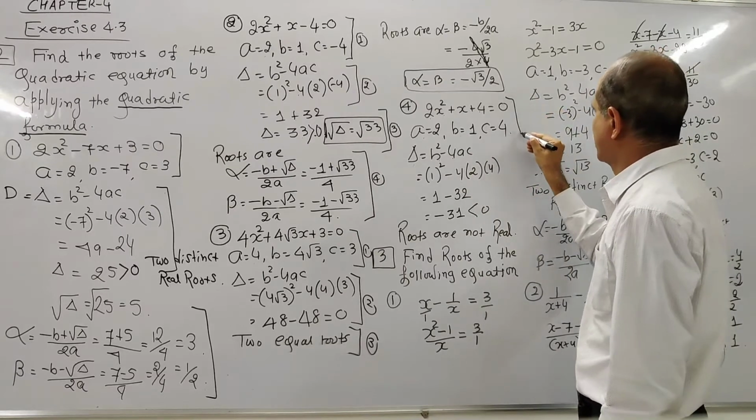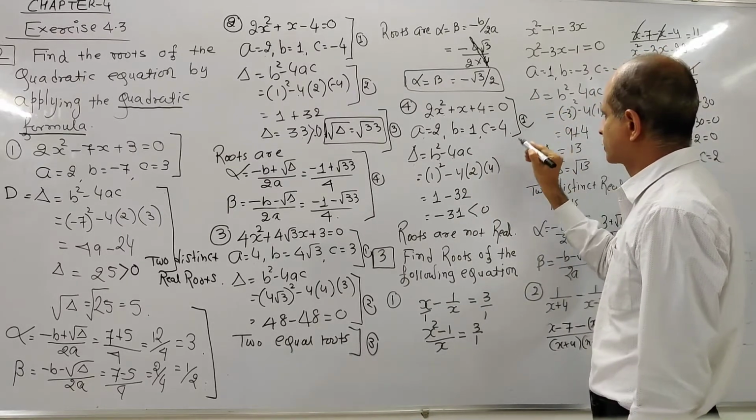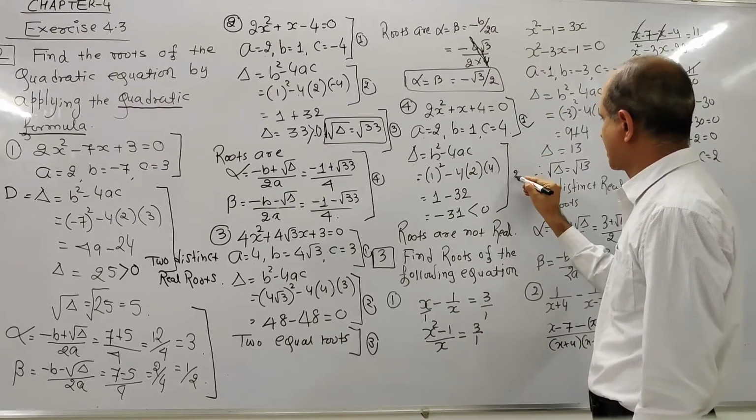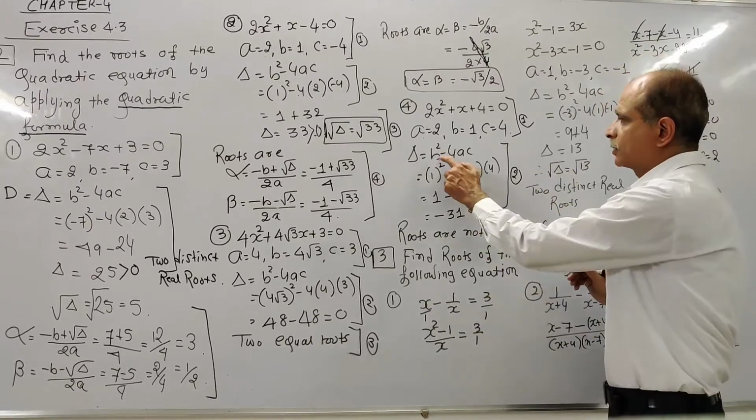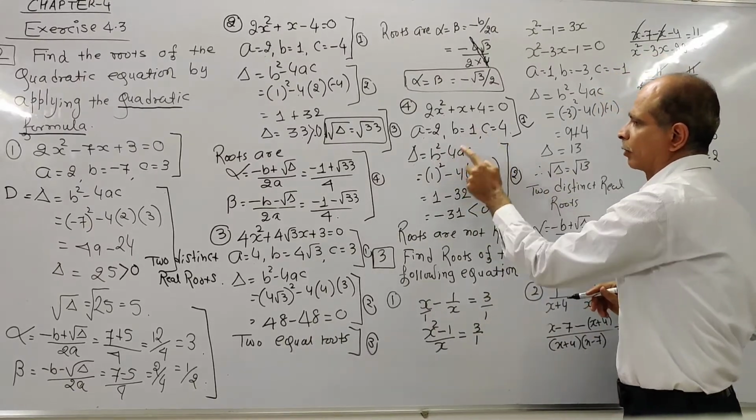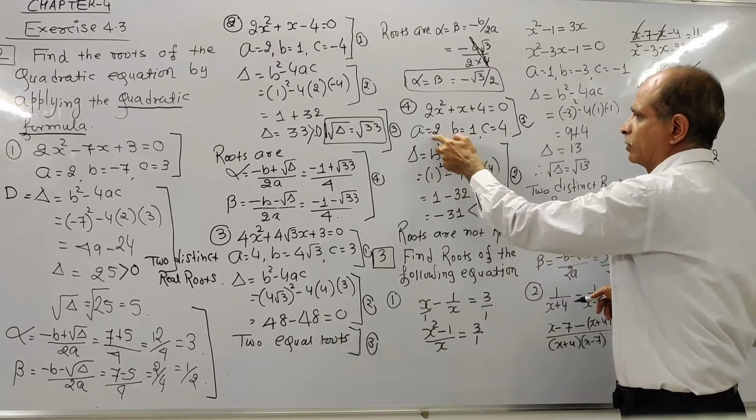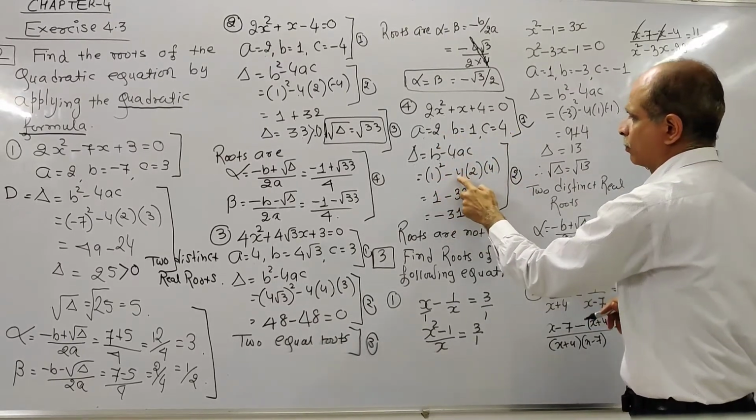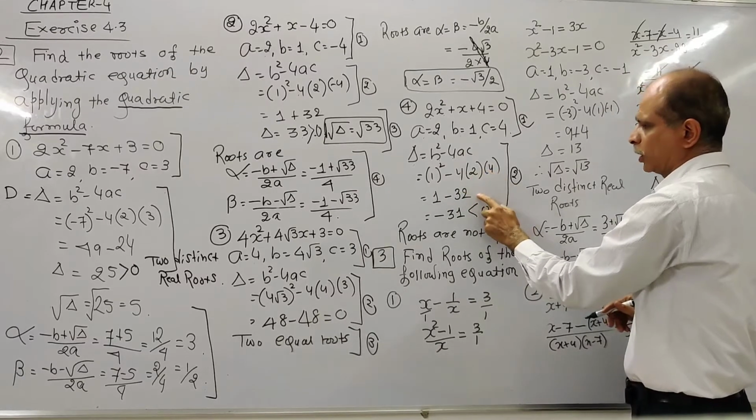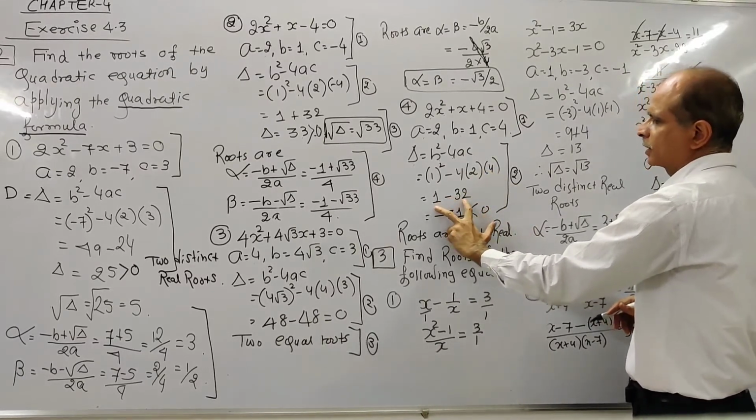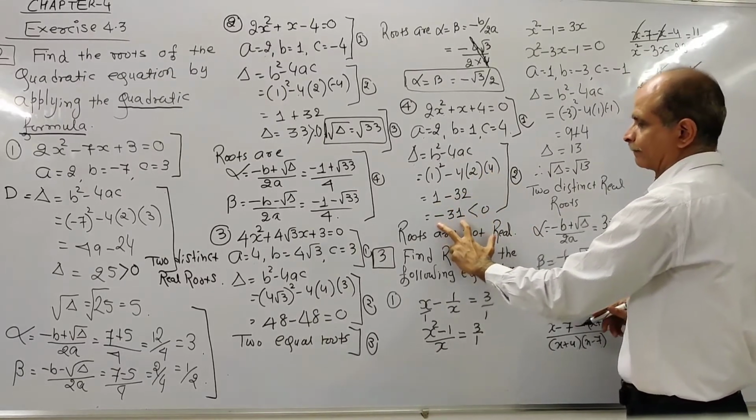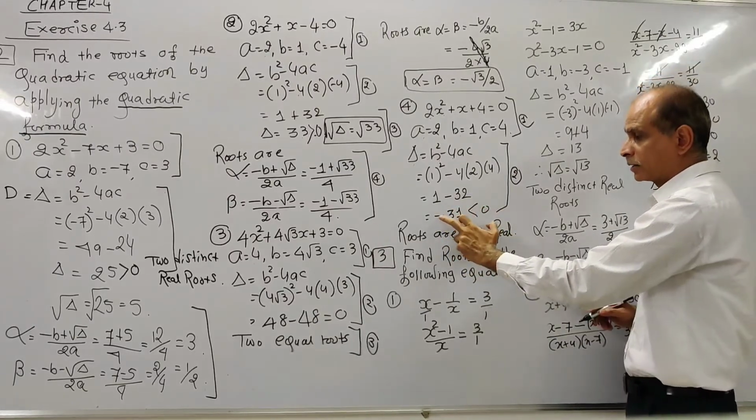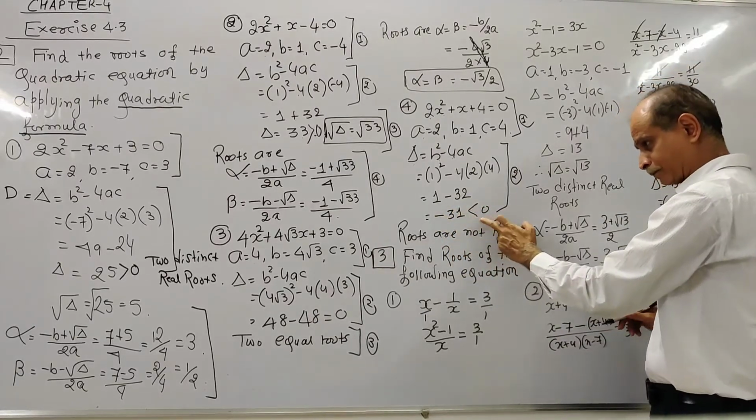So that was step number 1. Now step number 2, find the value of delta. Delta is equal to b square minus 4ac. 1 square minus 4 into a means 2, c means 4. 1 square means 1, 4 2s are 8, 8 4s are 32. 1 minus 32 is equal to minus 31. Here the value of delta is equal to minus 31, less than 0.